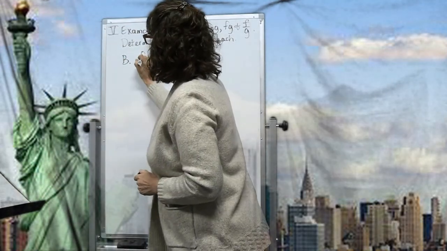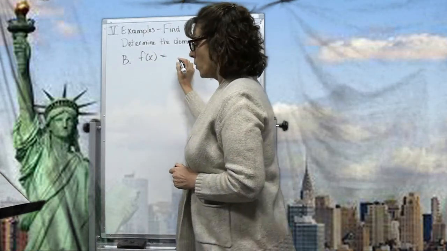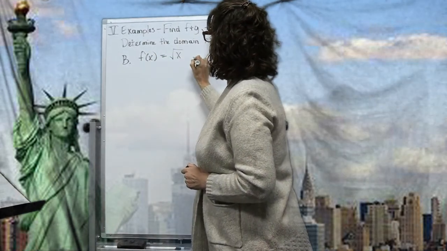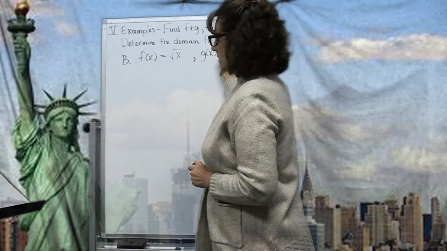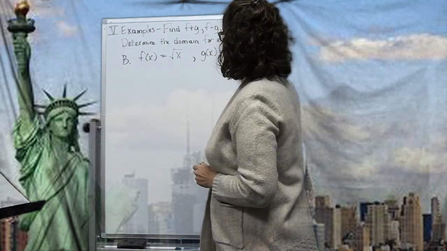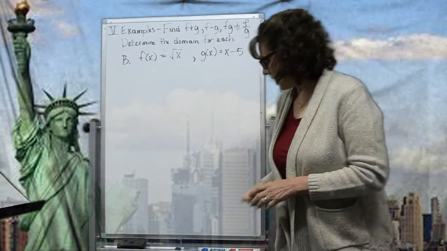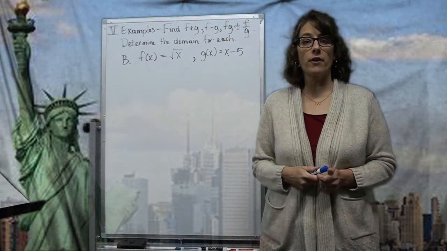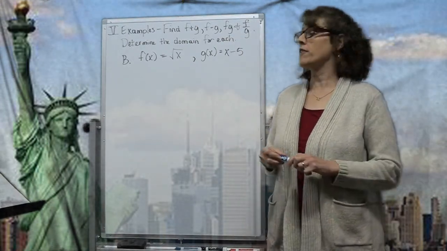So this time my f function is going to be a square root of x, and my g function is going to be x minus 5. And I'm going to do the very same thing. I'm going to add the functions, subtract the functions, multiply the functions, and divide the functions.